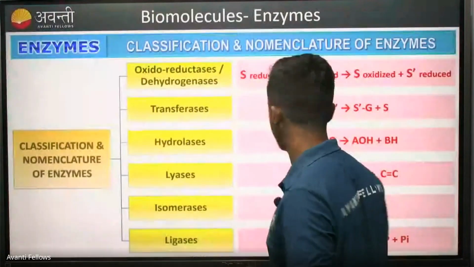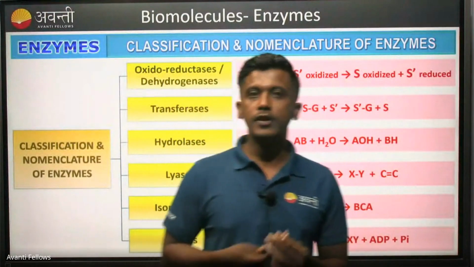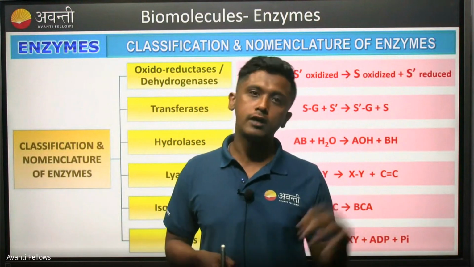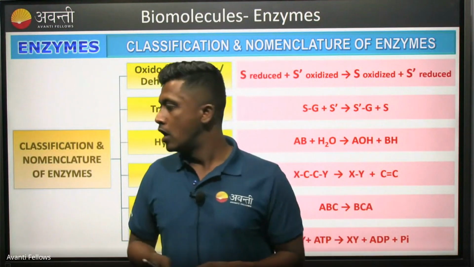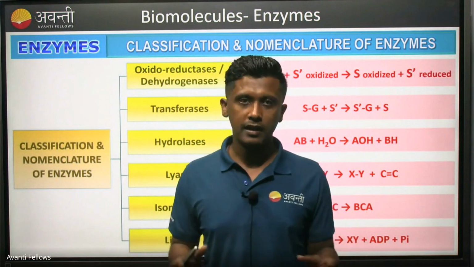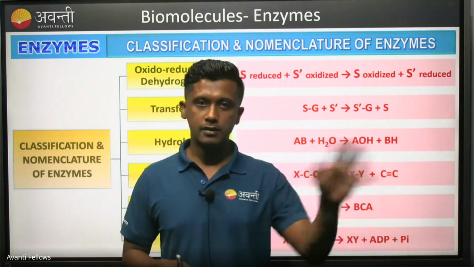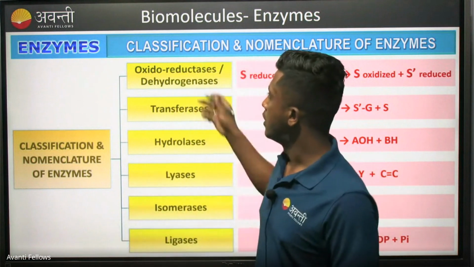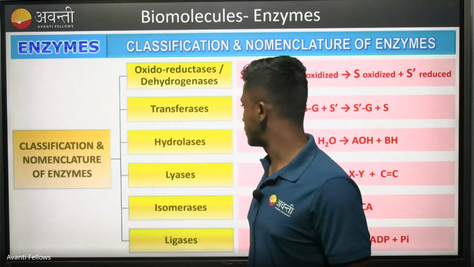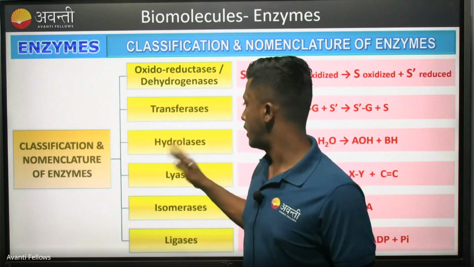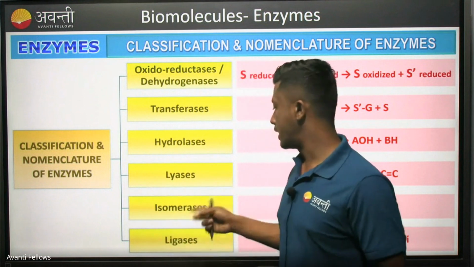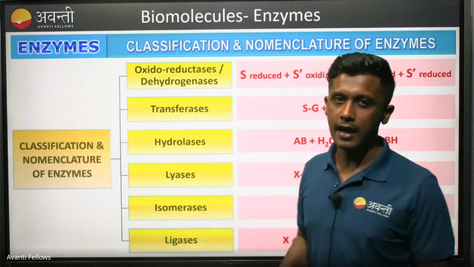Okay. So now we have to talk about classification of enzymes. What are the different types of enzymes we have, or is it only one type of enzyme? If we look at all the biochemical reactions, we can classify them based on the type of chemical reaction happening. For example, oxidoreduction reaction, or transferase reaction, or hydrolysis, or lyation, or isomerization, or ligation. So all these are chemical reactions.